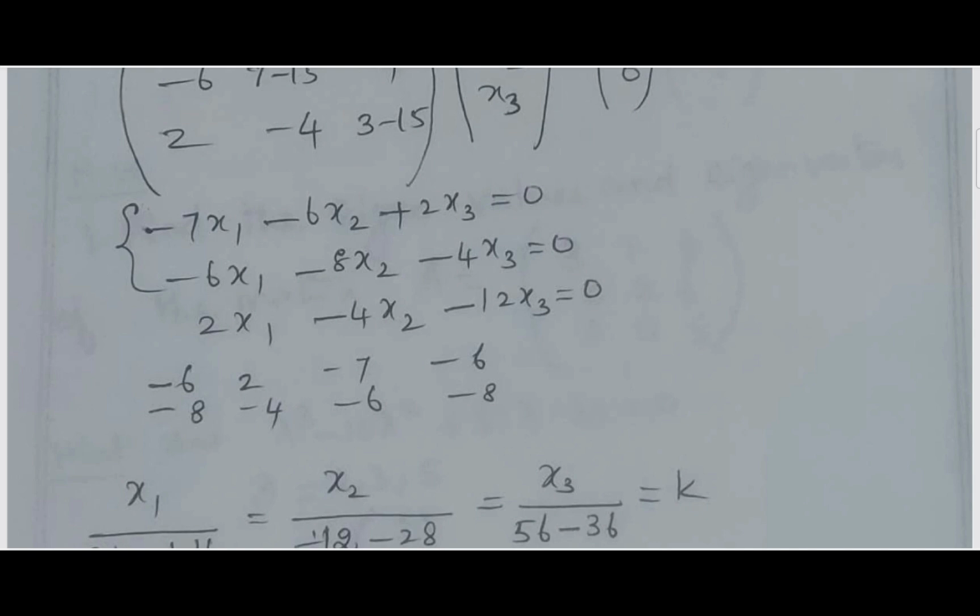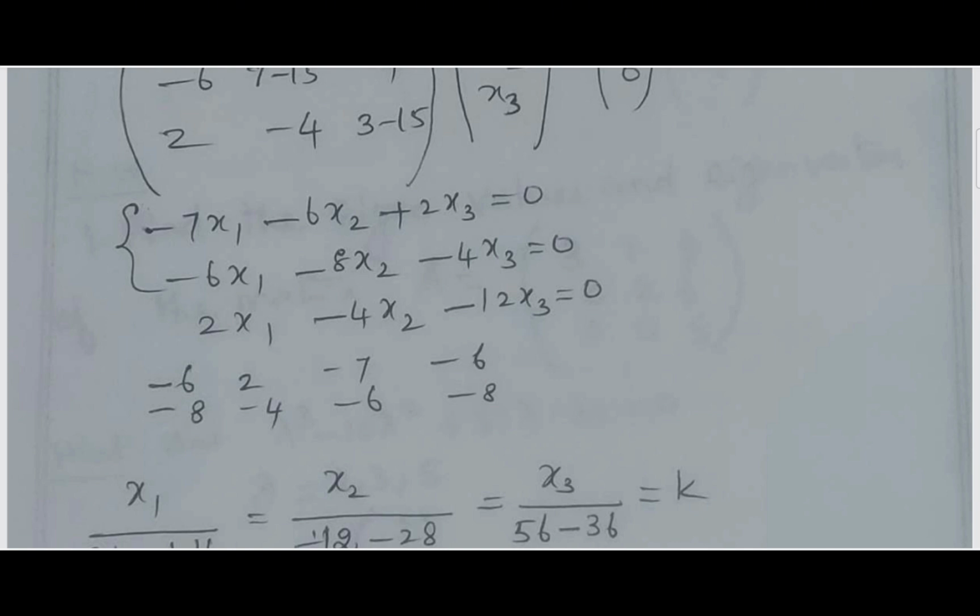I have considered here any two equations for cross root multiplication. So I consider the first two equations. I started by deleting the x1 coefficient. I started with the x2 coefficient. So minus 6, minus 8, 2 and minus 4 I have written. Minus 7, minus 6, then where you started you end with that.